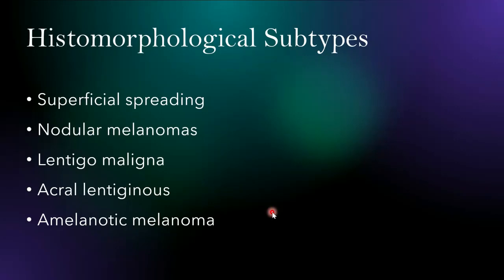Now, coming to the histomorphological subtypes of melanoma. They are superficial spreading, nodular melanoma, lentigo-maligna melanoma, acral lentiginous melanoma, and amelanotic melanoma. Because if there is a histological variation, there can also be morphological variation in case of a melanoma. So, how the melanoma appears outside is related to the histology.